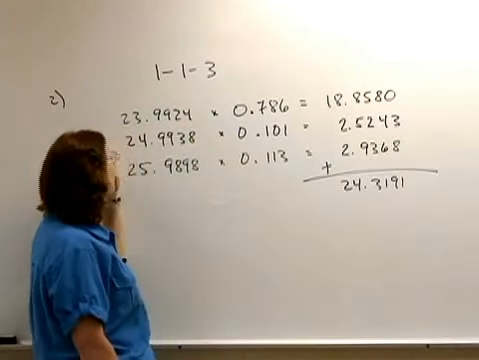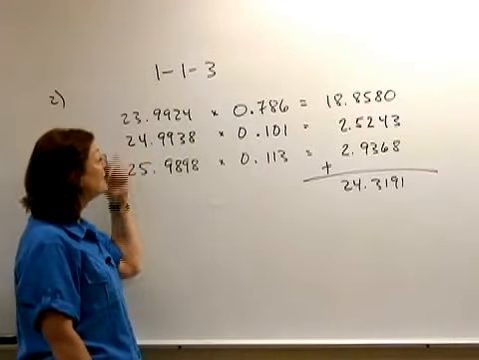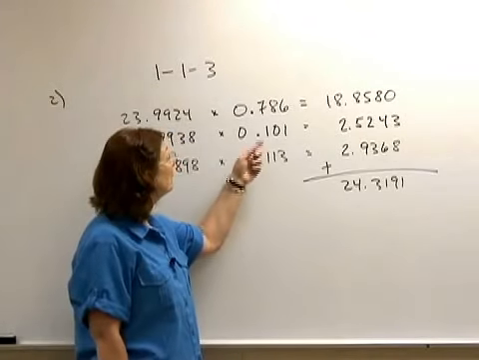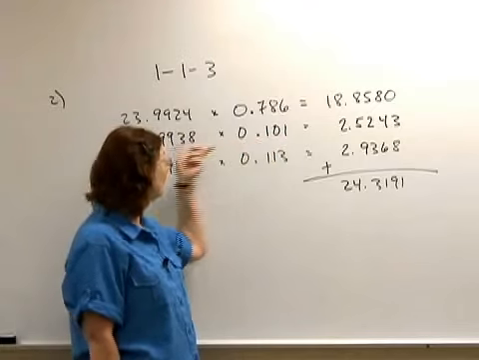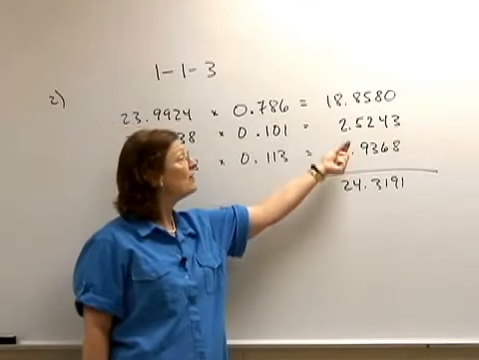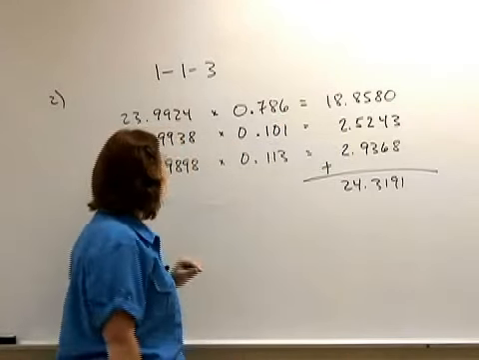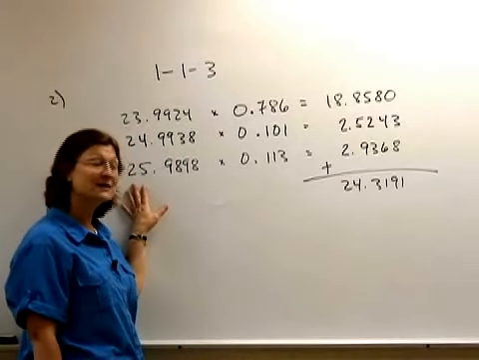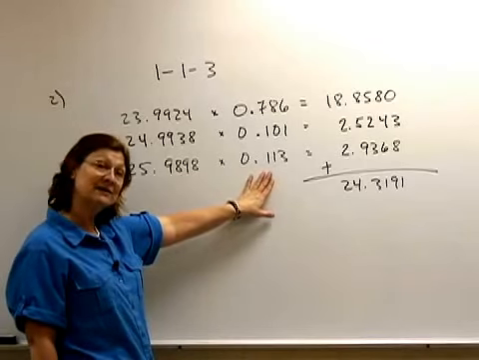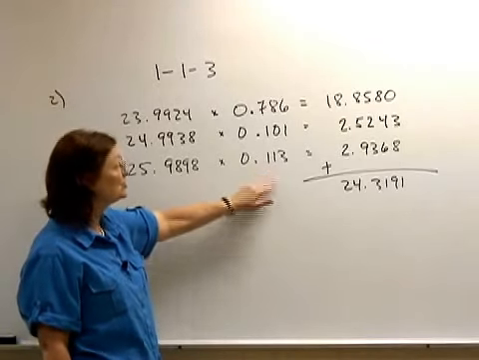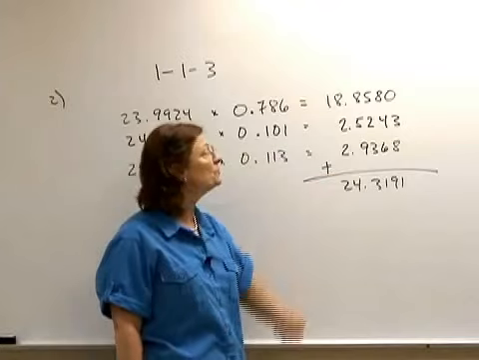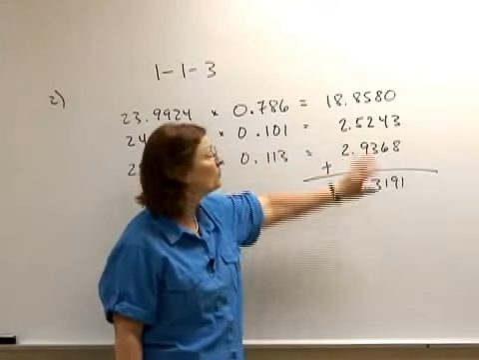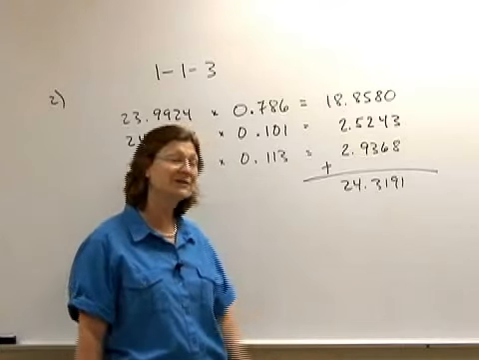The second isotope has a mass of 24.9938, and it is 10.1%. And therefore, we change it to a decimal, we multiply the two numbers together, and we get 2.5243. And then the third isotope has a mass of 25.9898, and it is 11.3%. And therefore, we change it to a decimal, and we get a number of 2.9368 for its proportion of the isotope that occurs in nature.